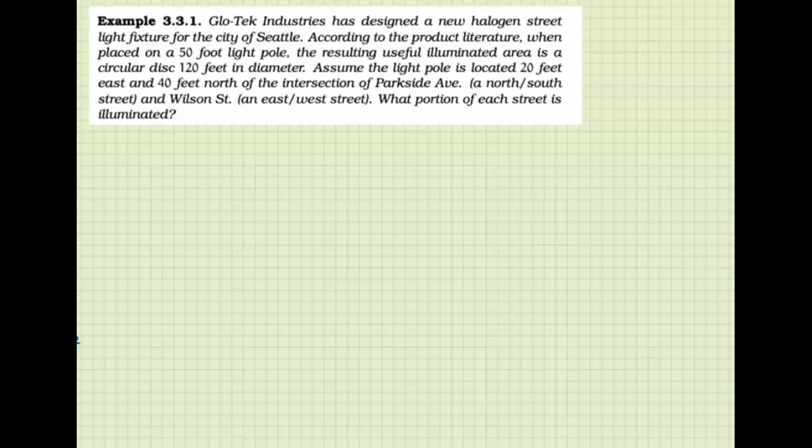All right, so Glowtech Industry has designed a new halogen street light fixture for the city of Seattle. According to the product literature, when placed on a 50-foot light pole, the resulting useful illuminated area is a circular disc 120 feet in diameter. Assume the light pole is located 20 feet east and 40 feet north of the intersection of Parkside Avenue, a north-south street, and Wilson Street, an east-west street. What portion of each street is illuminated?